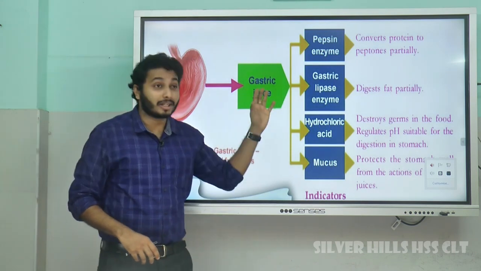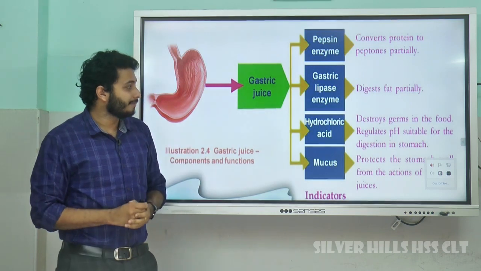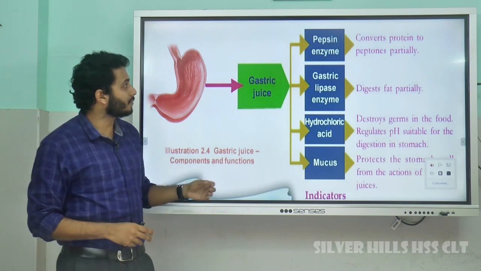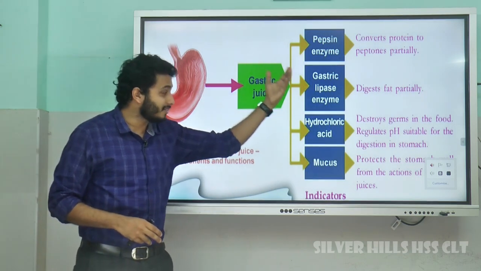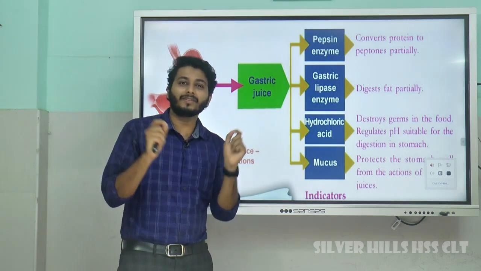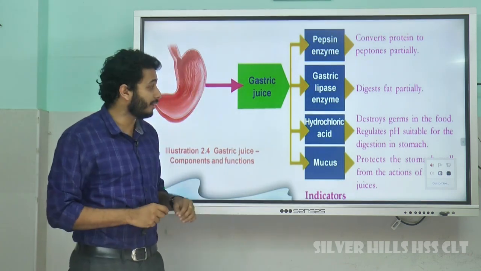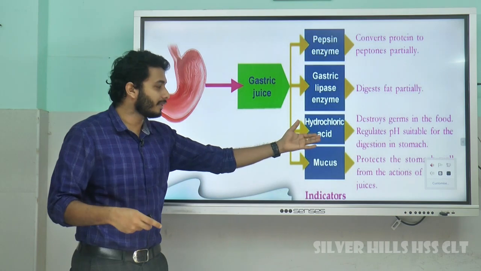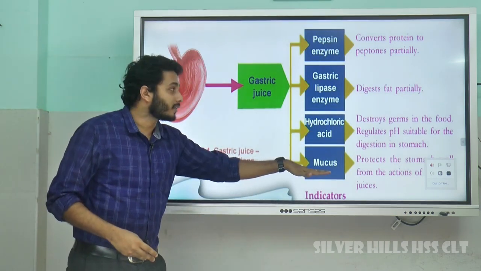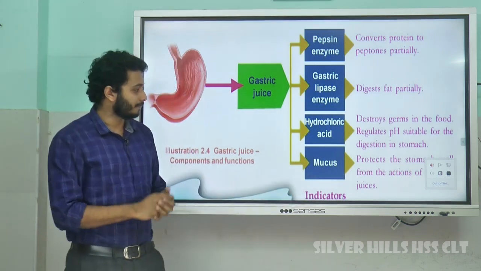The components of the gastric juice are pepsin, lipase, hydrochloric acid and mucus. This is very important. Pepsin is an enzyme, and gastric lipase is also an enzyme. Hydrochloric acid is very important. The acid which is produced inside the human body, hydrochloric acid, has a pH of 2 to 2.5, highly acidic, along with the mucus. These all are the components of the gastric juice.